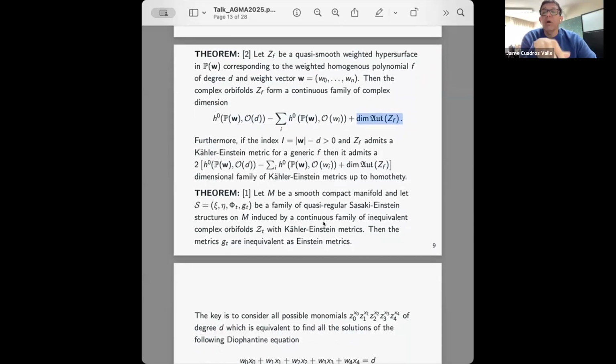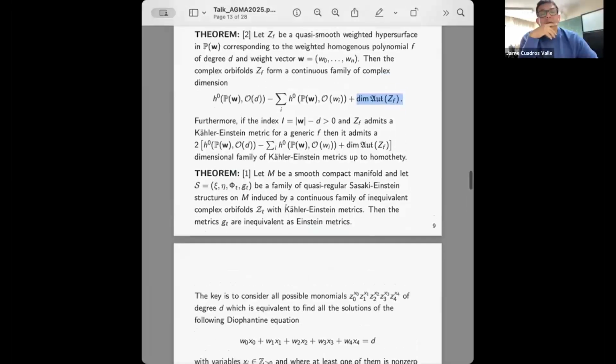So in particular, if one finds these numbers, one will have the number of possible inequivalent Kähler-Einstein metrics on the orbifold. All these, of course, are singular orbifolds because we are on orbifolds.